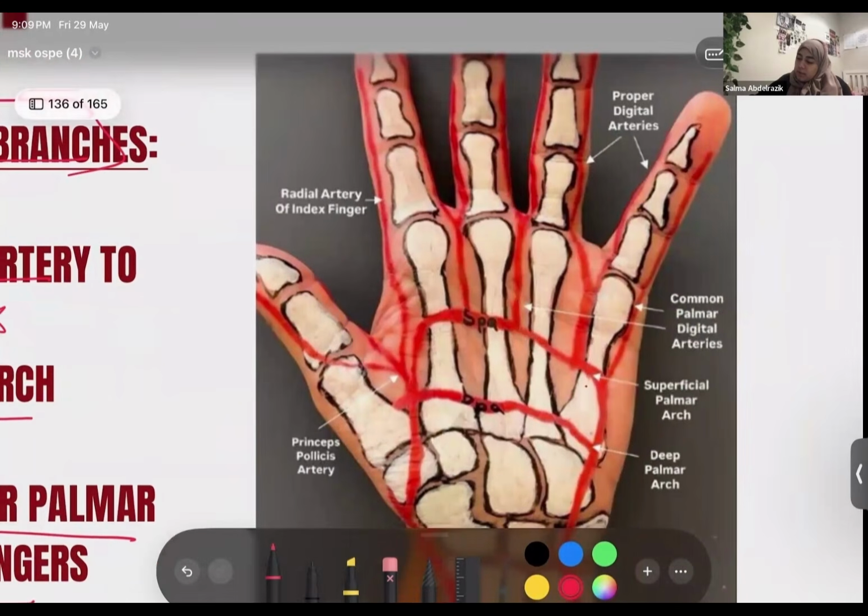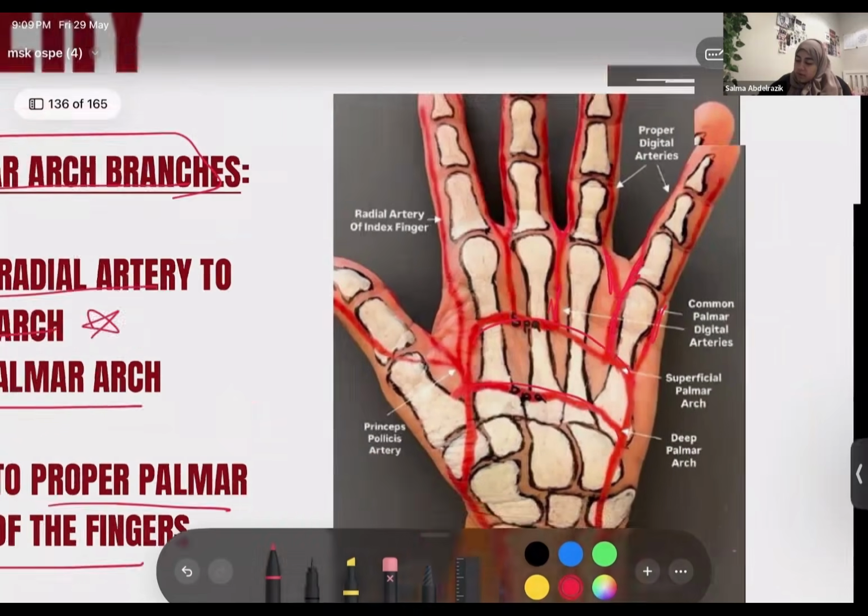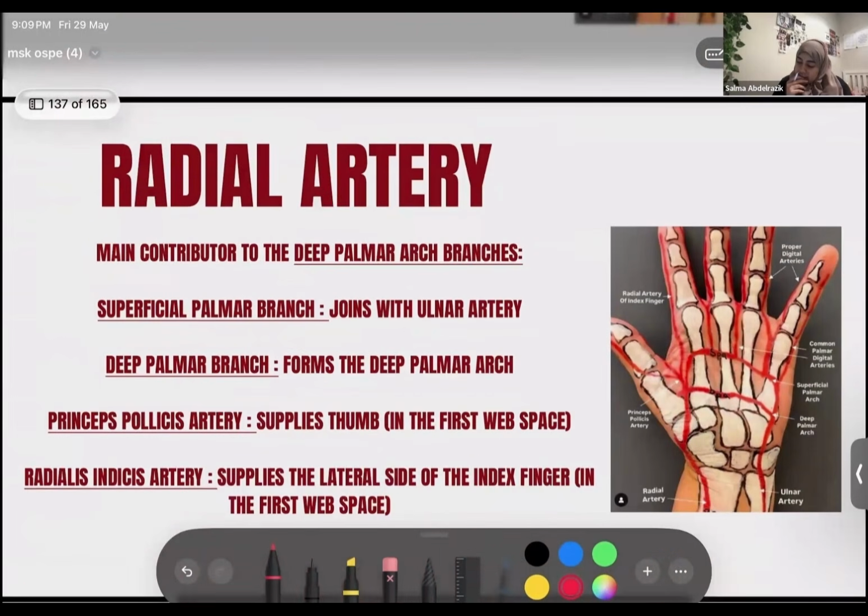See? This is common over here, and gives proper. Common gives proper. This is the superficial branch, deep branch. Awesome. Radial artery does the same thing.